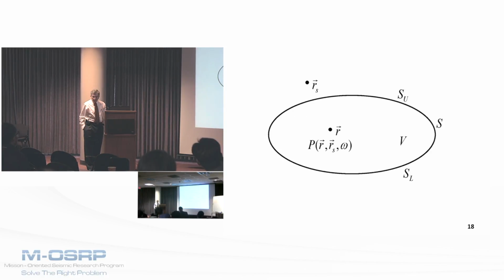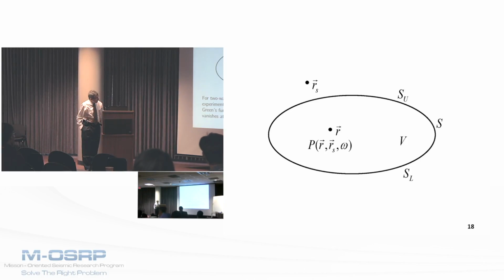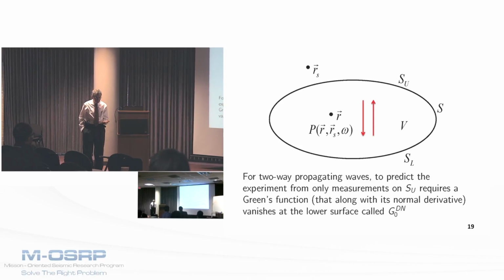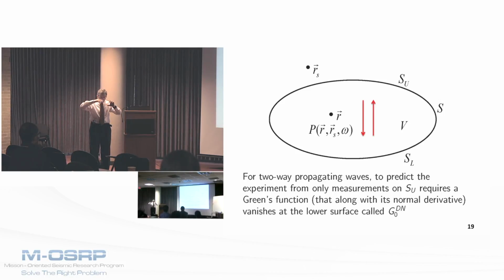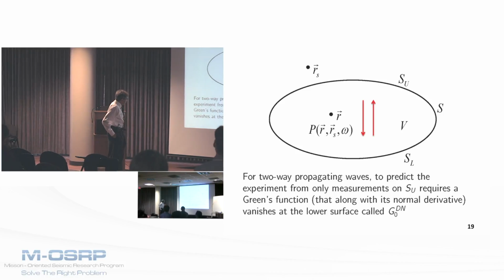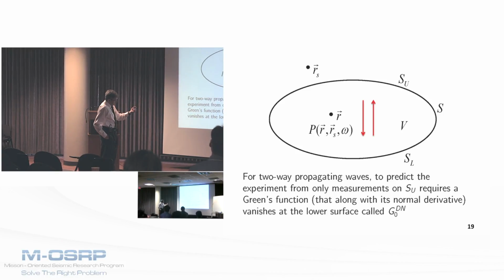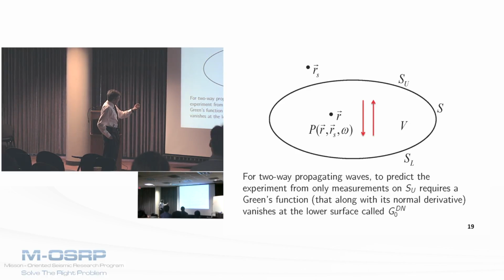Now, what if the wave that you want to predict is not moving up? That's moving up and down. Why do we need up and down? Because we're talking about multiples, yes? We're talking about predicting a wave inside a medium that generates primaries and multiples, yes? It has to be able to predict a two-way field at a point inside that volume, not a one-way field.